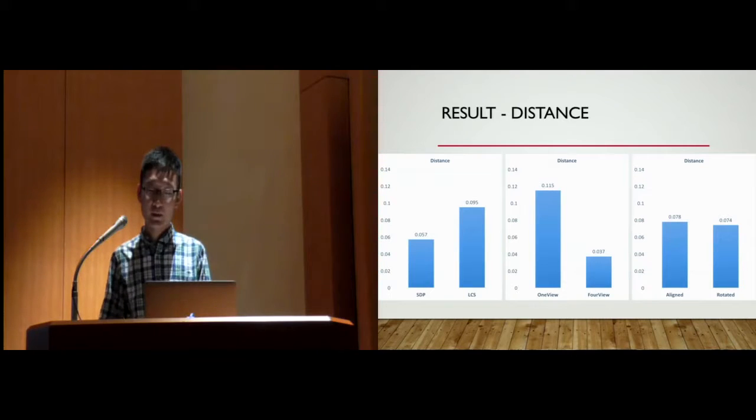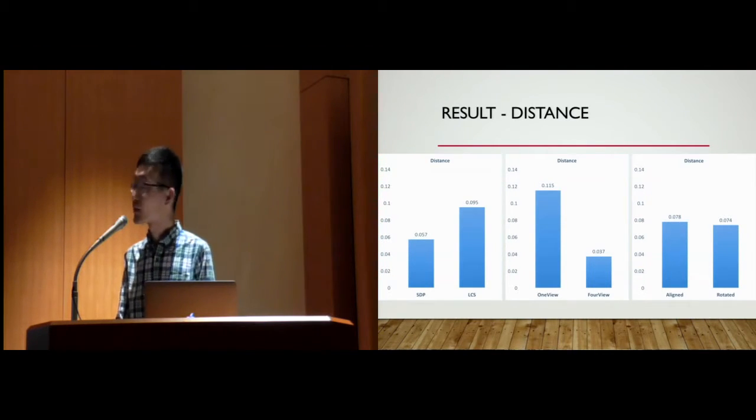So in terms of distance, shift sliding with depth pop enabled has a significantly smaller distance than widgets. And again, 4-view has a smaller distance than 1-view.